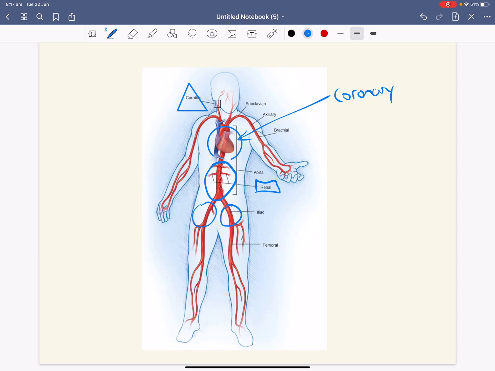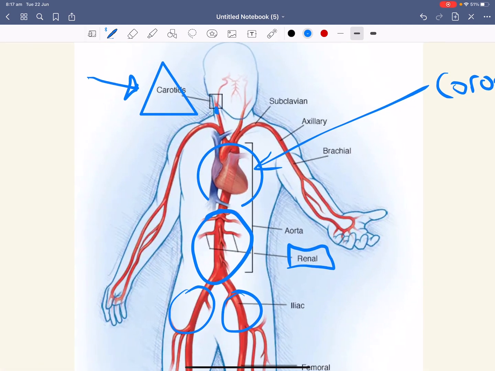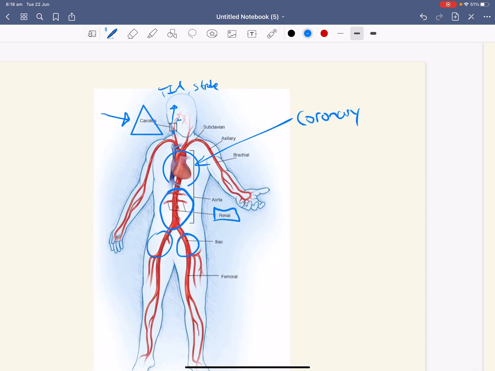So we've already spoken about the carotids. If you were to have atherosclerosis in here, what that could do is either stop blood going to the brain full stop, or an embolus breaks off and travels up to the brain. So that's a problem with either TIAs, transient ischemic attacks, or strokes. Okay, so you need to know those.